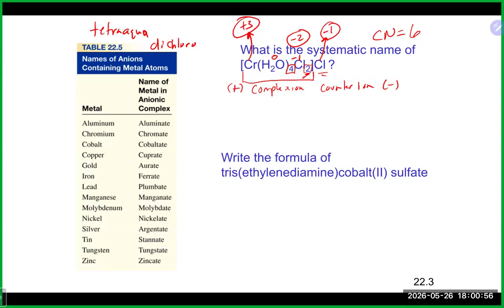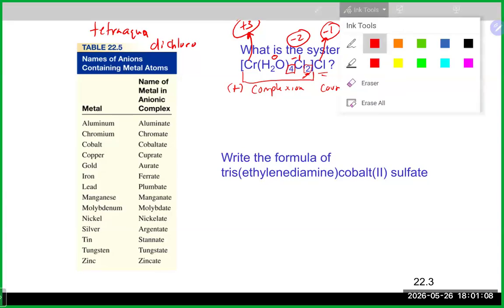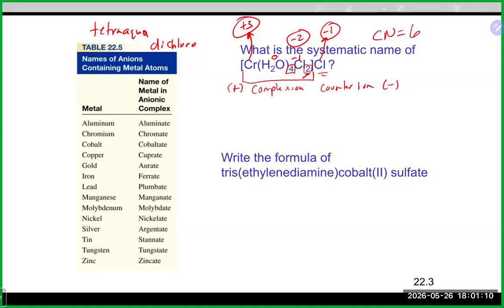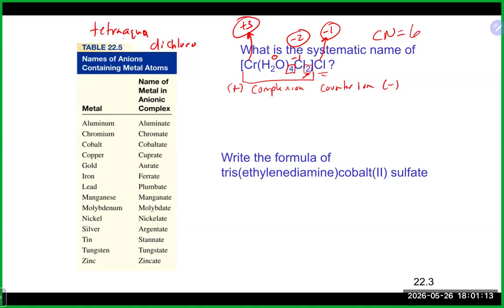So if you just have one ligand by itself, you would just use the ligand name by itself, no mono or anything like that. And that takes care of all of our ligands. So we're going to go alphabetical order here. And once again, we are going to look at alphabetical order of the ligand names and not the prefixes. So we are comparing A for aqua to C for chloro, and A should come first here. So again, we ignore the prefixes in the alphabetical part of it.